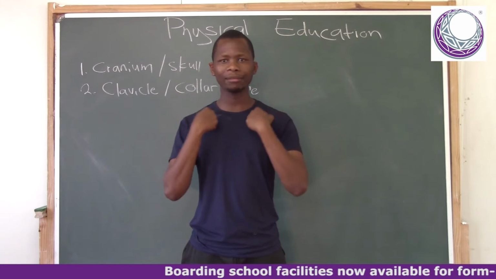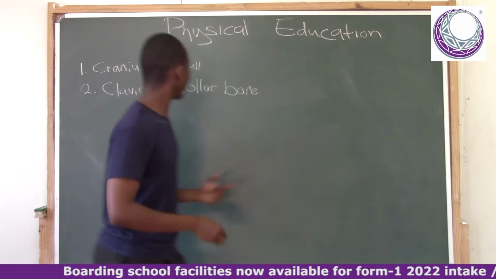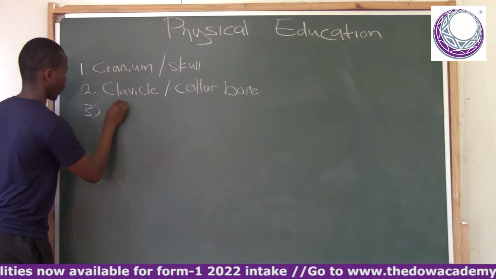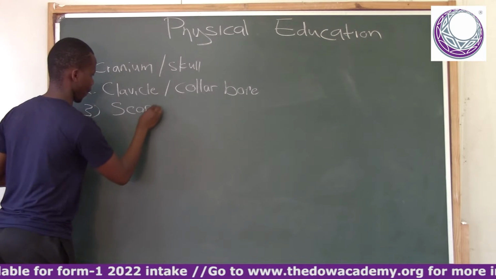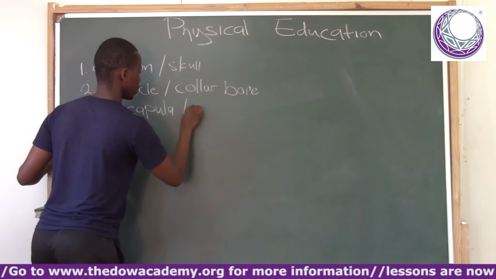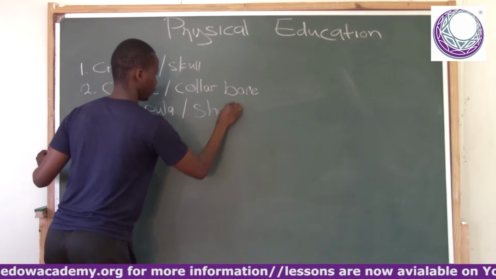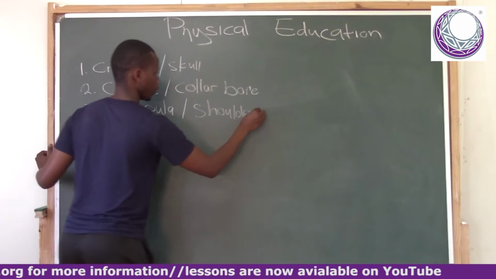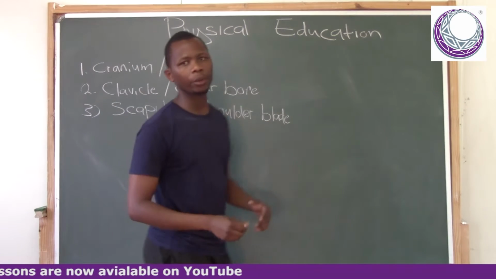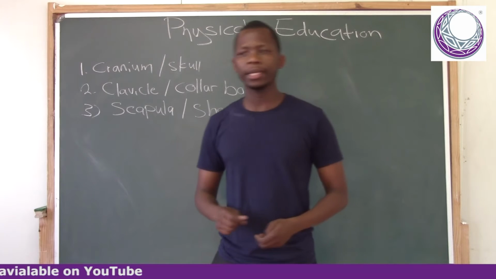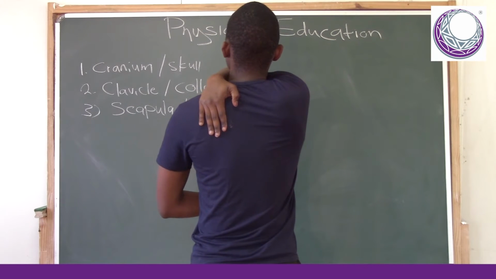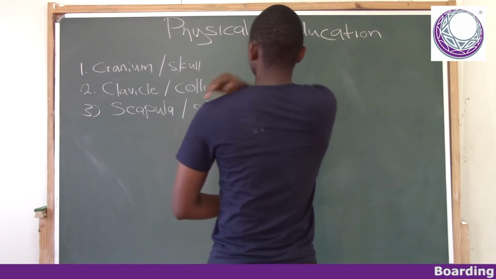This is our clavicle. We move on to the third bone, being the scapula, otherwise known as the shoulder blade. The scapula or the shoulder blade is the bone right here.